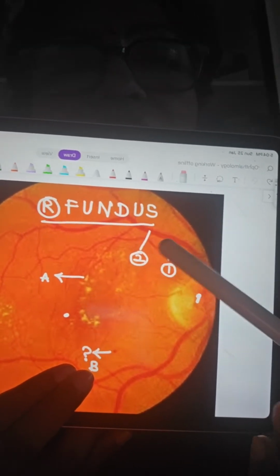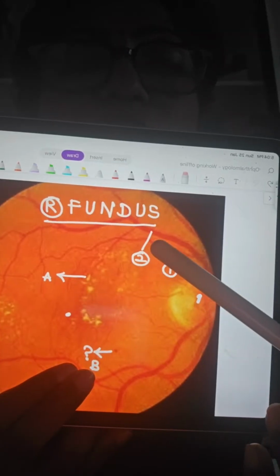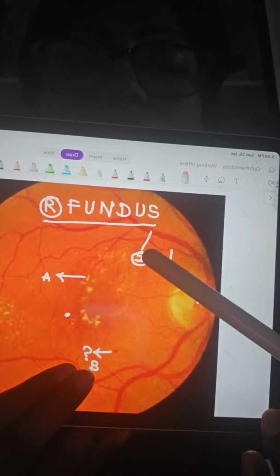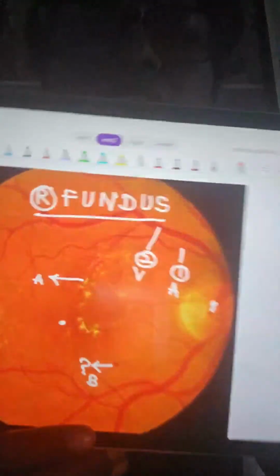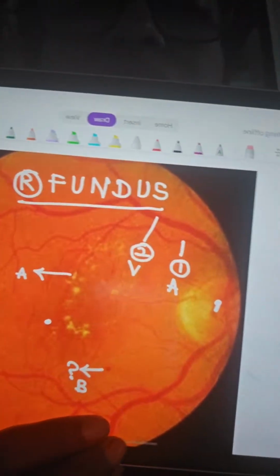It's not really the vein. It's a branch or the tributary of the central retinal vein, so we actually call it a venule. So this is artery and this is vein. Is that clear? The artery is a little thinner and the vein is a little darker. All right, so we know that A is the arteriole and B is the venule.